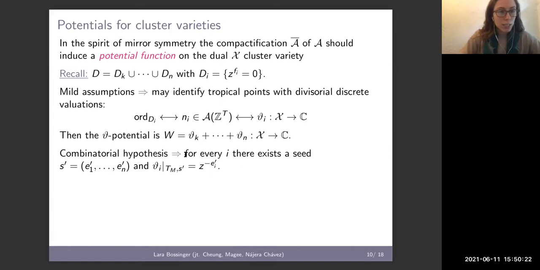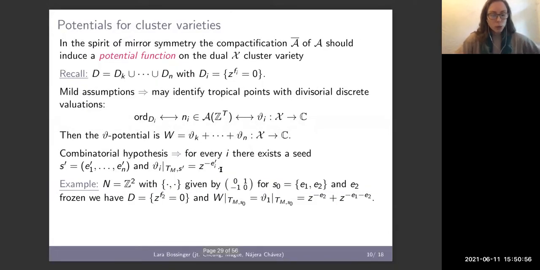And if such a seed exists, say for some index i prime between k and n corresponding to a divisor, then in those particular coordinates my theta function will simply be the inverse of the corresponding coordinate on the X variety. So it will be z to the minus e_i prime. Given that, I can mutate back along whatever sequence to whatever seed I feel like and get an expression of my potential in that seed.